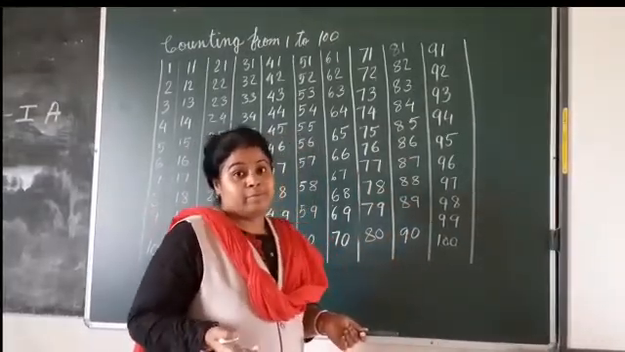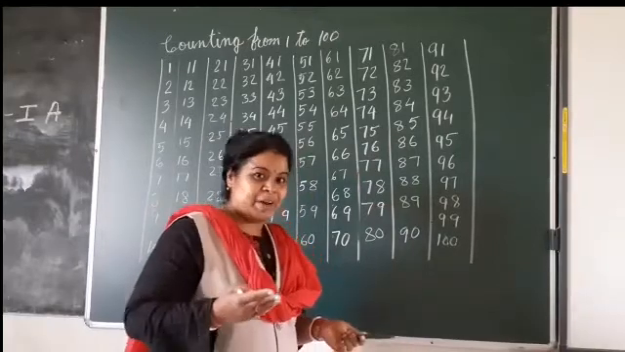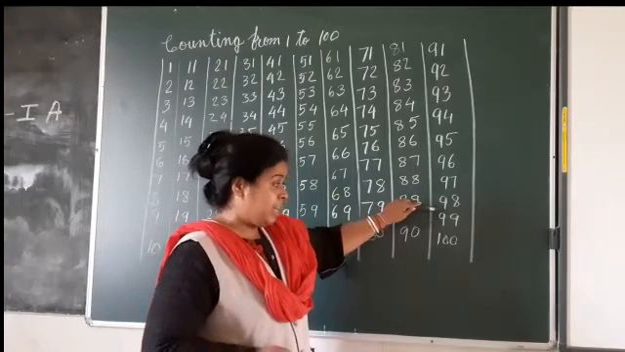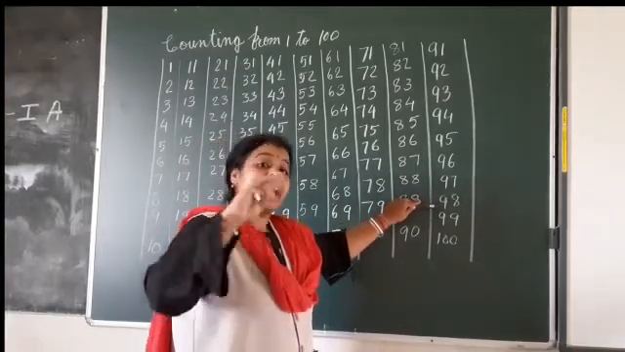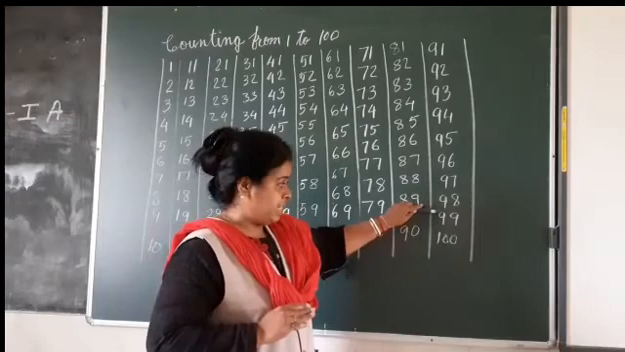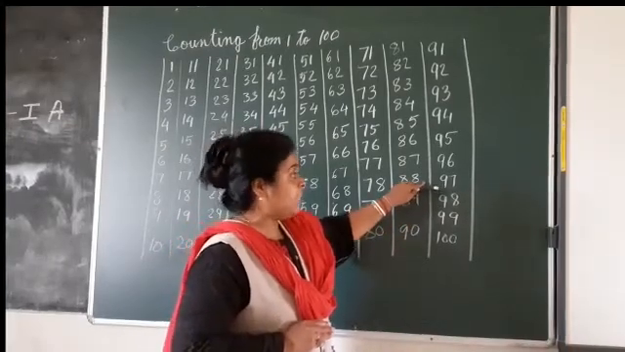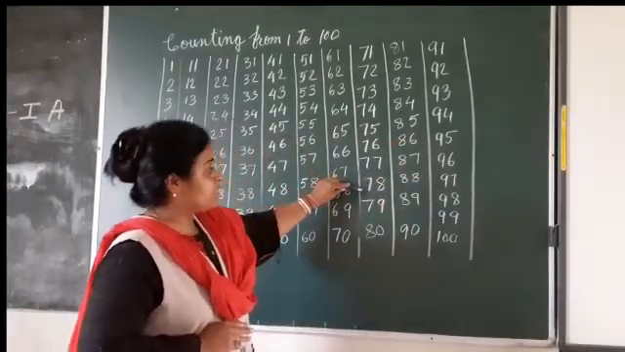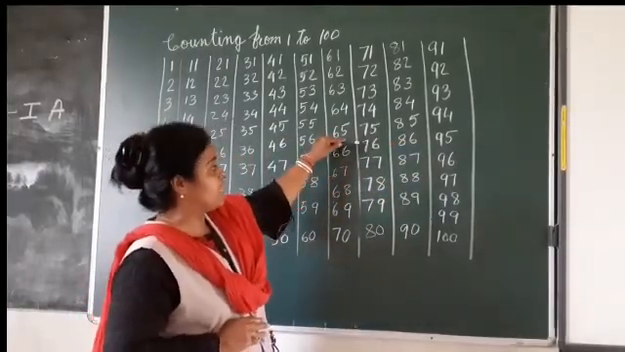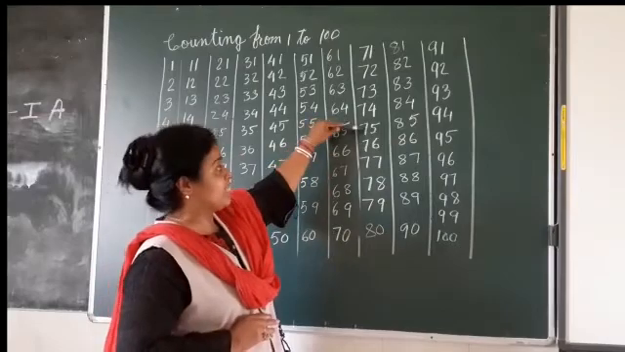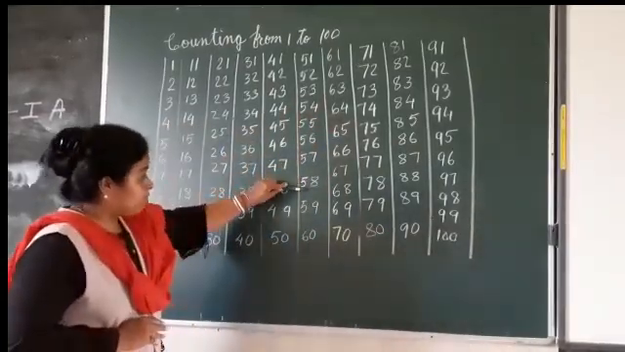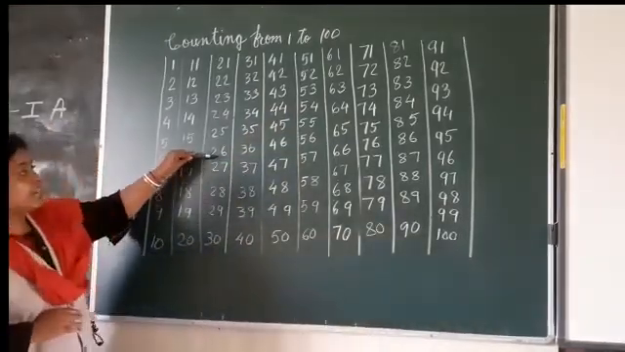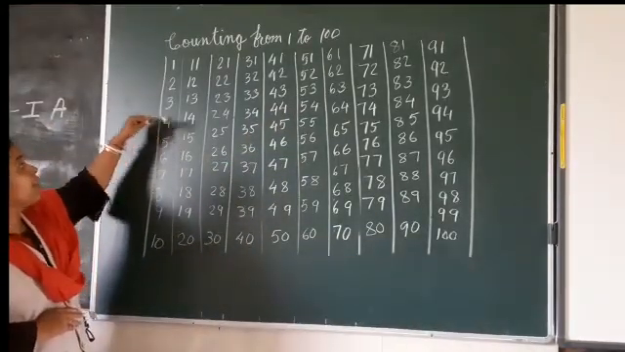Now backward counting. If you know, then what will be easy? Before number. How? Before 100, 99. Before means pehle. Before 100, 99. Before 99, 98. Before 98, 97. Before 97, 96. Before 78, 77. Before 77, 76. Before 76, 75. Before 58, 57. Before 57, 56. Before 27, 26. Before 16, 15.